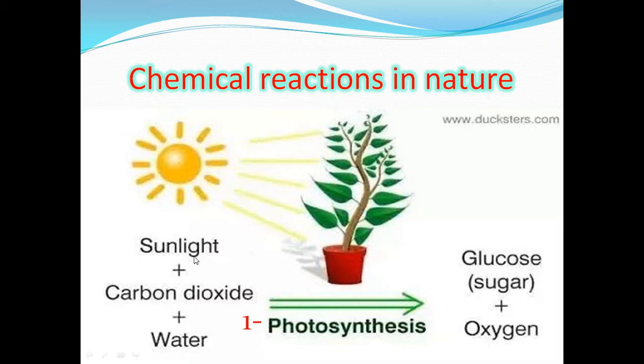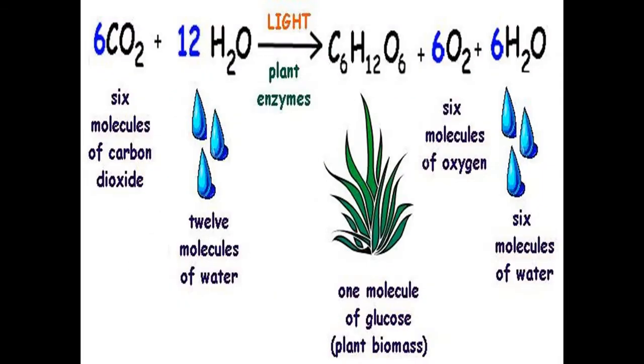Here we have sunlight, which is the main source of energy, with carbon dioxide and water. What is the result? It will be sugar and oxygen. New substances appeared. So this is a chemical reaction or chemical change. Okay, let's learn more about the photosynthesis process.